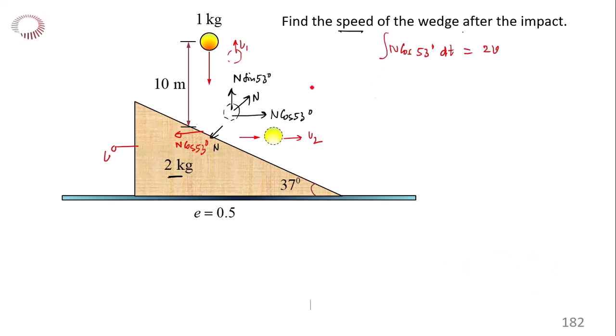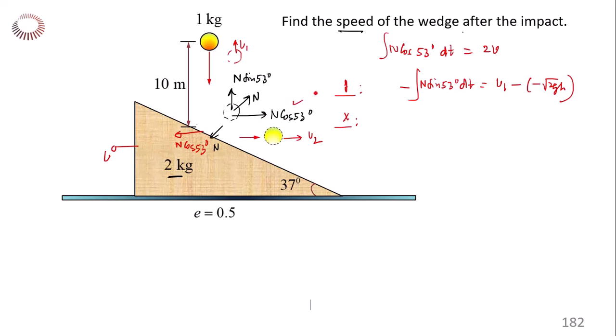Along the y direction, if I apply it for the ball, it should be equal to minus the integration of N sin 53 dt. That should equal the final momentum. The final momentum is v1 minus the initial momentum, minus root 2gh. The ball has a mass of 1 kg, so that is the equation. Similarly, this was for the y direction, and similarly, this is for the x direction.